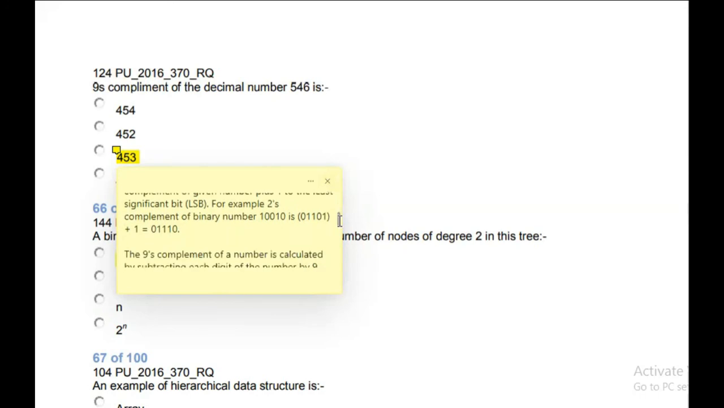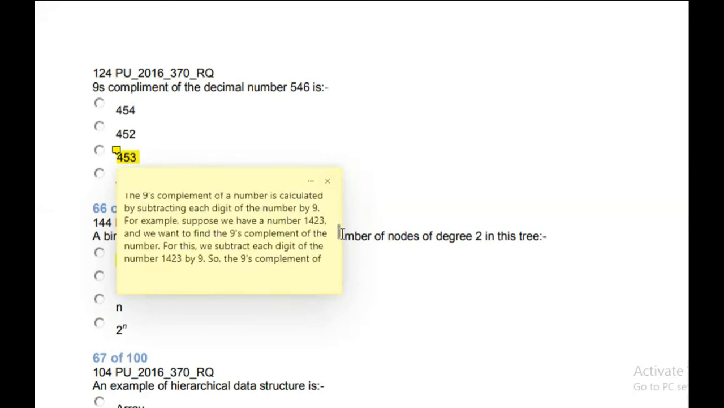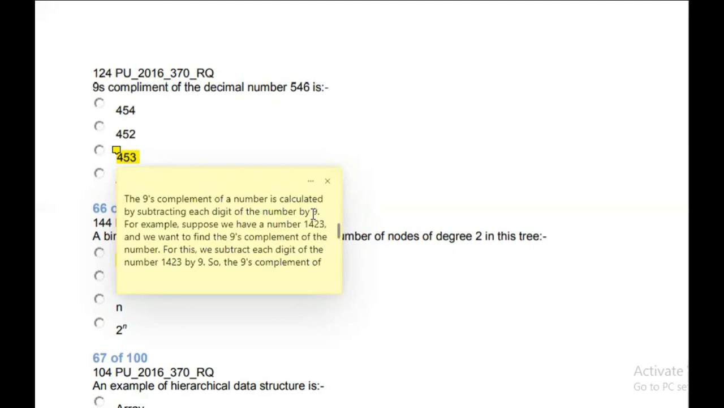And let's move to nines complement. The nines complement of a number is calculated by subtracting each digit of the number from 9. For example, suppose we have a number 1423 and we want to find its nines complement. For this, we subtract each digit of the number 1423 from 9.